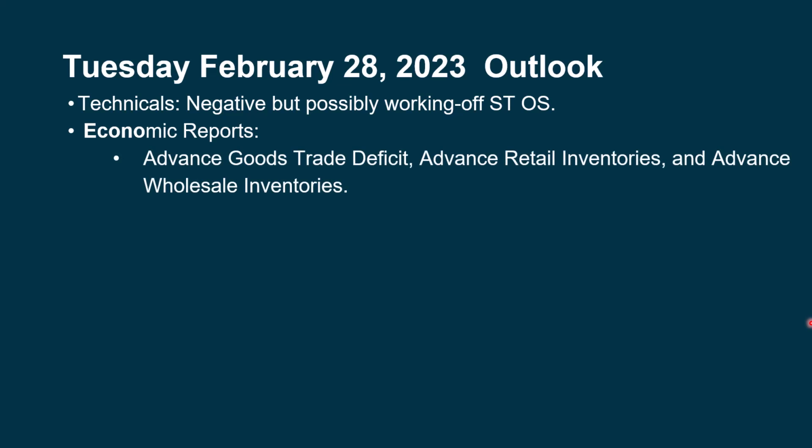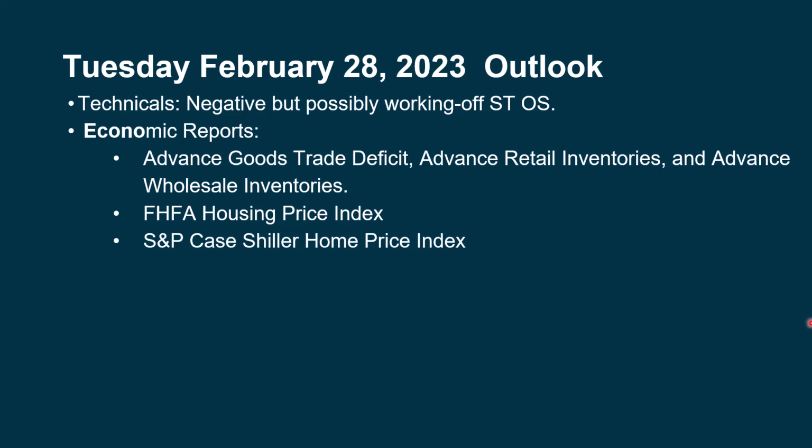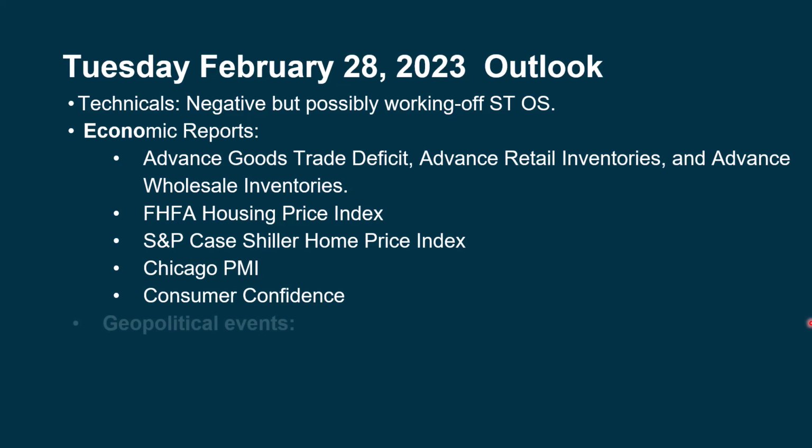We have the advanced goods trade deficit coming out, as well as the advanced retail sales and advanced wholesale inventories. Not real big movers, but should give us some insight as to what's happening economically. The FHFA housing price index will be coming out, and the S&P Case-Shiller home price index will come out. Chicago PMI, that can be influential. And we have consumer confidence, which also can be influential.